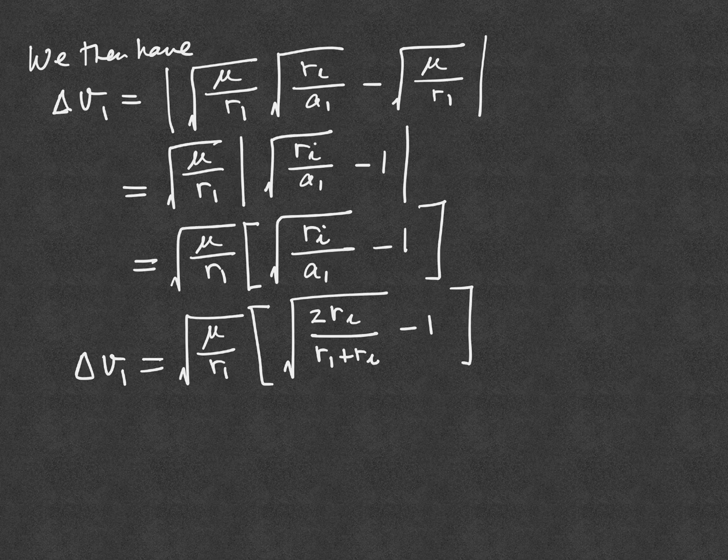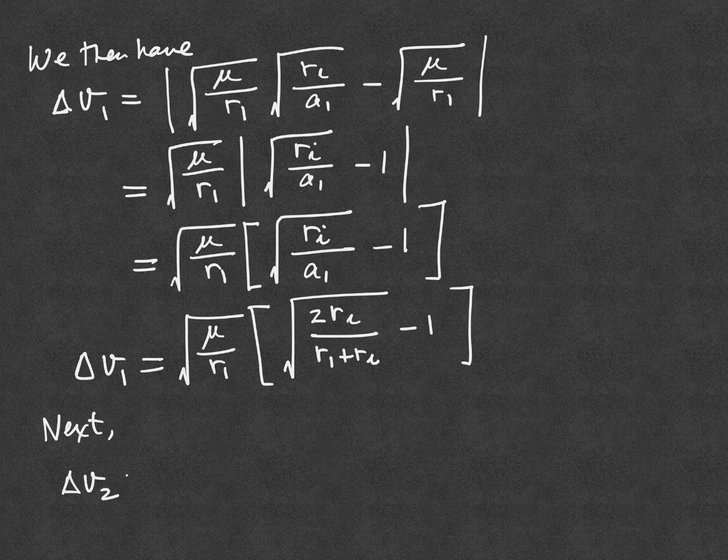And that's a positive number because the quantity in the square root has to be bigger than 1, as we just established. So that takes care of the first impulse. Now we're going to do a similar thing for the second impulse. So next, we need delta V2.